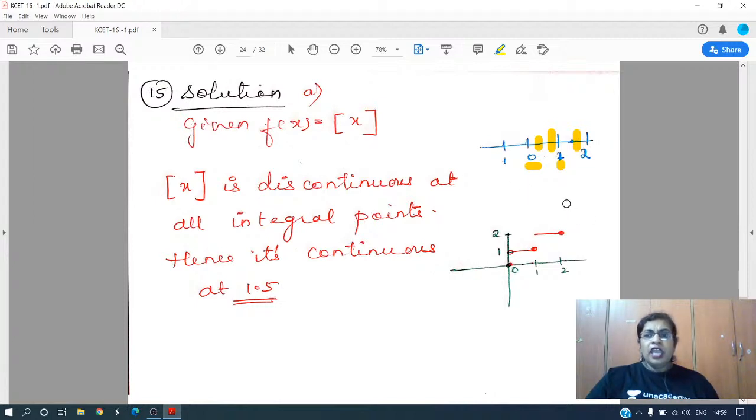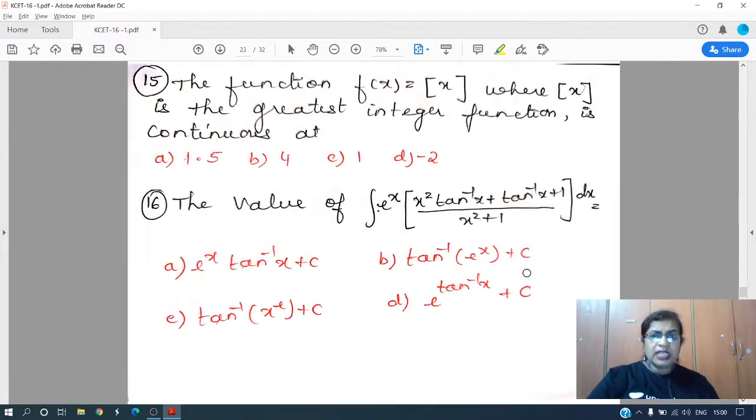Now, what do you observe? If we observe the graph here, at the integer points, the function is discontinuous. See here, there is no continuity at all. So at the integer points, since there is no continuity, it is discontinuous. And the question is asking where it is continuous. Out of the 4 options, 4, 1, -2 are all integers. And for the greatest integer function, at an integer it jumps up. That means there is a gap in between, so it is discontinuous. So where it is continuous, the only option left is 1.5.